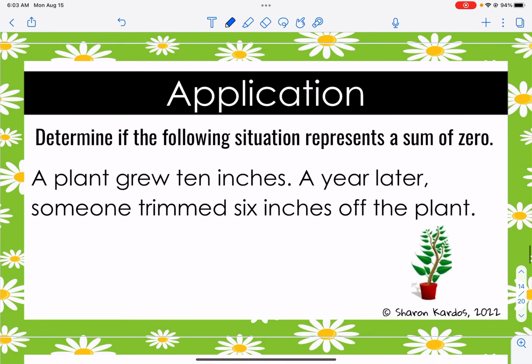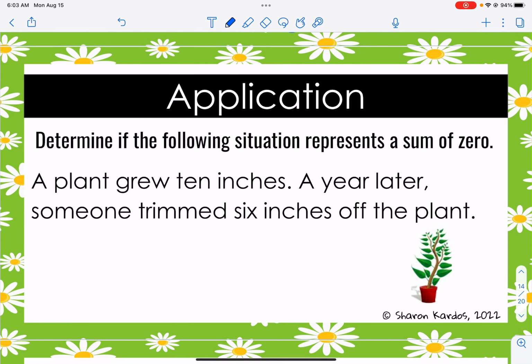Next question, think it through. A plant grew 10 inches. A year later, someone trimmed 6 inches off the plant. Would that represent a sum of 0? Well, if it grew 10 inches, that would be positive. If someone trimmed off 6 inches, that would be negative. So is that going to make a sum of 0? No, that's not going to equal 0.